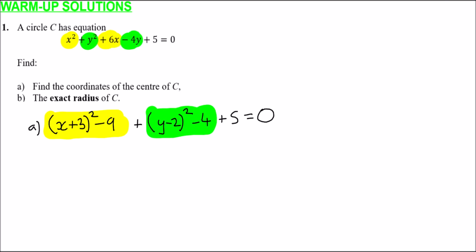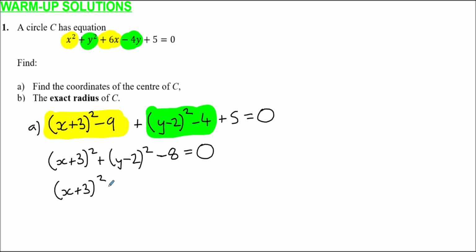So next we can neaten this up. So we have x plus 3 squared, and we have y minus 2 squared. Now minus 9 minus 4 is minus 13, plus 5 overall is minus 8. So if we add 8 to both sides in a moment, we should see that x plus 3 squared plus y minus 2 squared equals 8. And this is the standard form for the equation of a circle for A level. So we've basically done A.